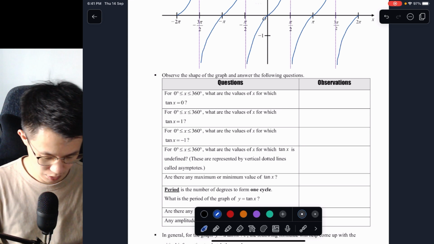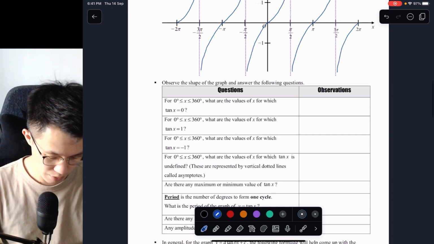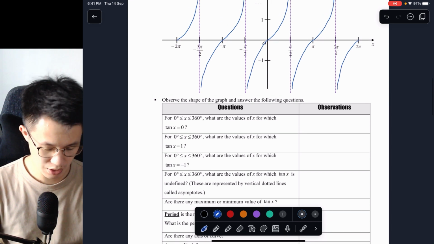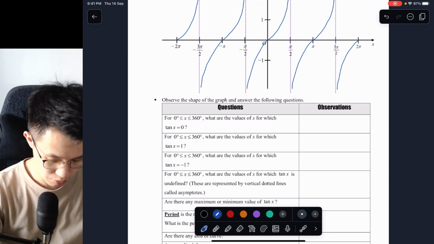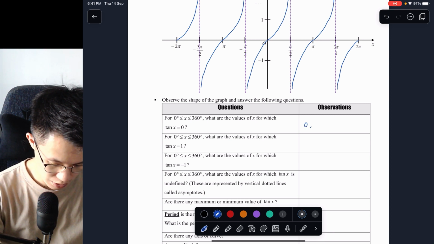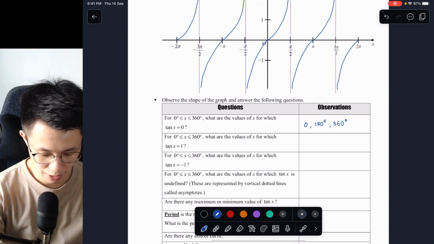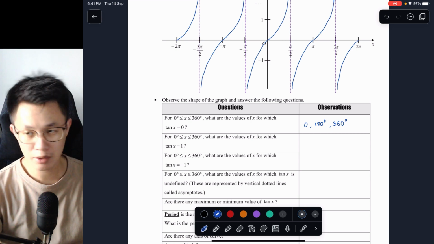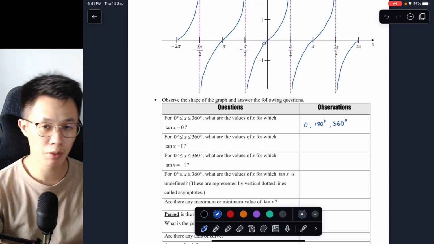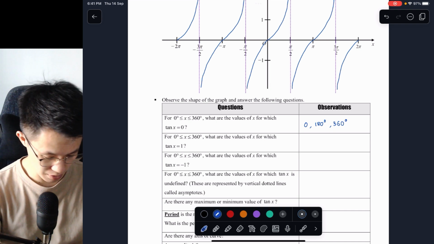I think it's quite important to know for which values of x that tangent x is equal to 0. You in fact have all the 0 degrees, all the 180 degrees, and 360 degrees. So all the 2 pi, 4 pi, like pi, 2 pi, 3 pi, 4 pi, 5 pi, 6 pi, all these are going to be 0.